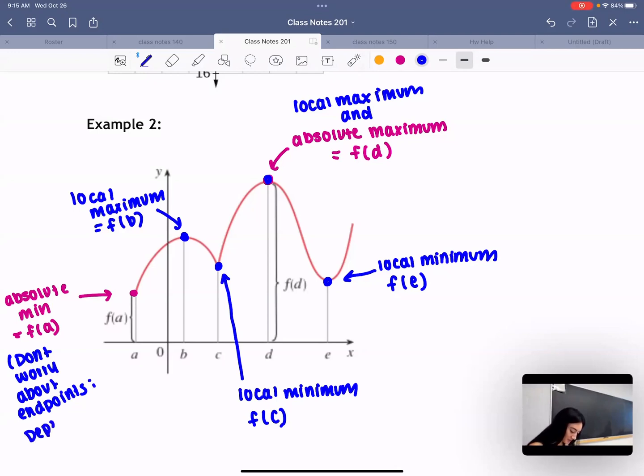Depends on the textbook. If you go on to further math classes, some textbooks will say, oh, that's a local minimum, and some textbooks will say, I don't count that as one. Any questions so far? All right, let's flip our page over.